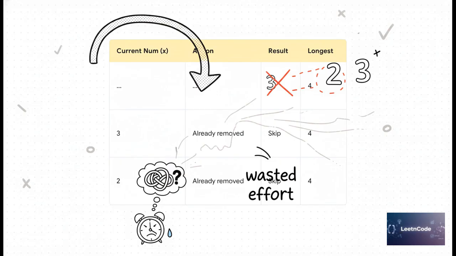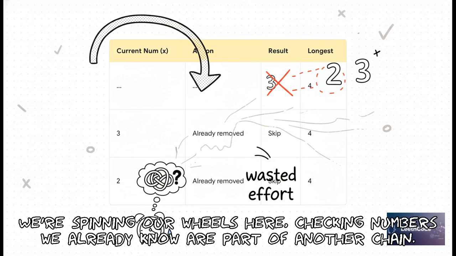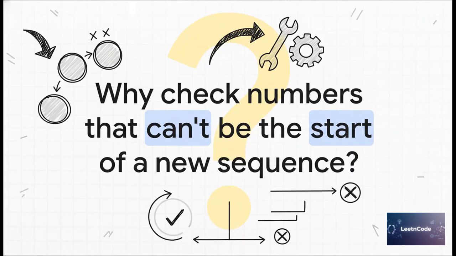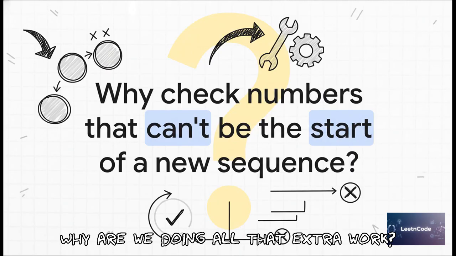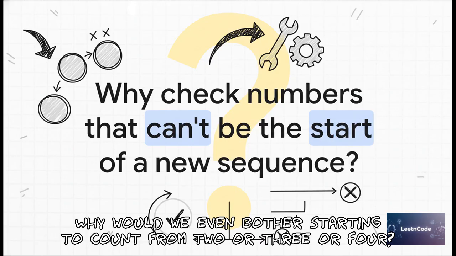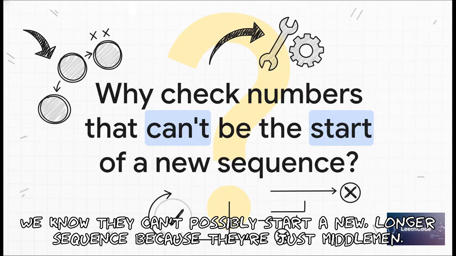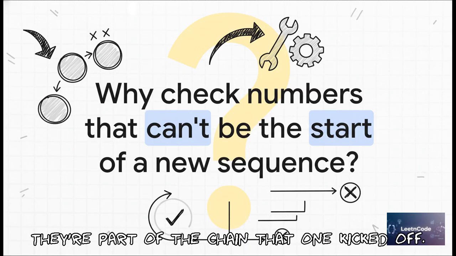We got the right answer, but you can feel it, can't you? We're spinning our wheels here, checking numbers we already know are part of another chain. And this right here leads to the big question. Why? Why are we doing all that extra work? Why would we even bother starting to count from 2 or 3 or 4? We know they can't possibly start a new, longer sequence because they're just middlemen. They're part of the chain that 1 kicked off.